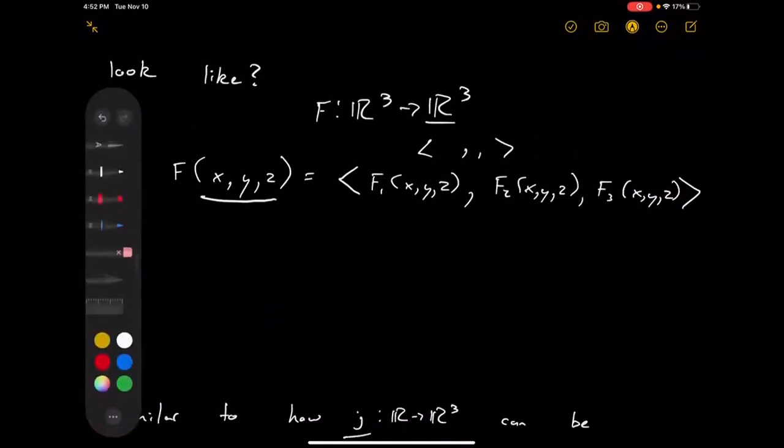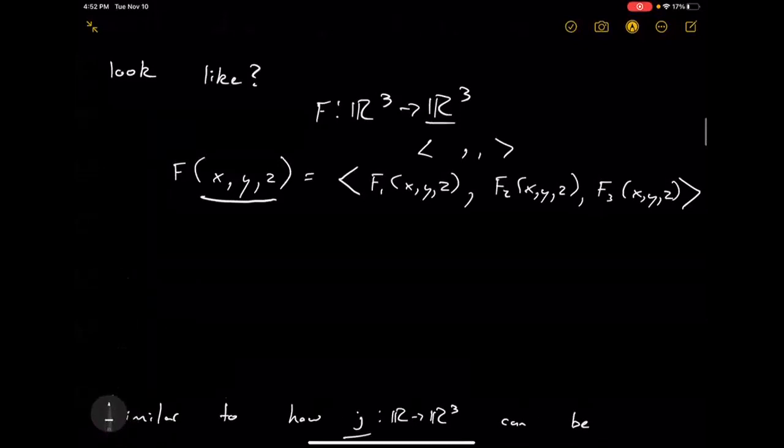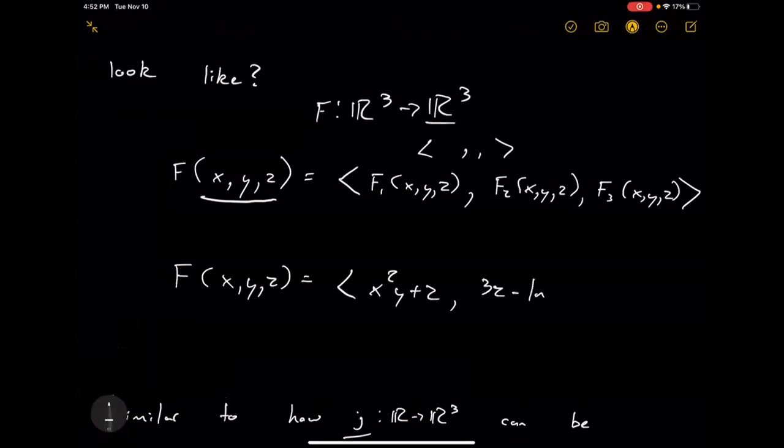So for example, an example of this would be, let's say I have the function of x, y, z. Okay, let's talk about a specific function. Maybe my specific function is like x squared y plus z. And then my second component would be 3z minus ln of x, y. And then maybe my third component is just 1 minus x squared z, y.